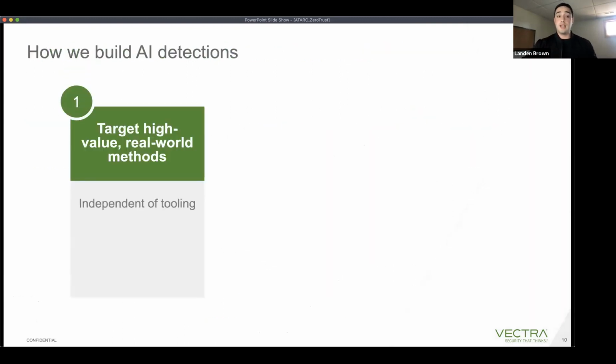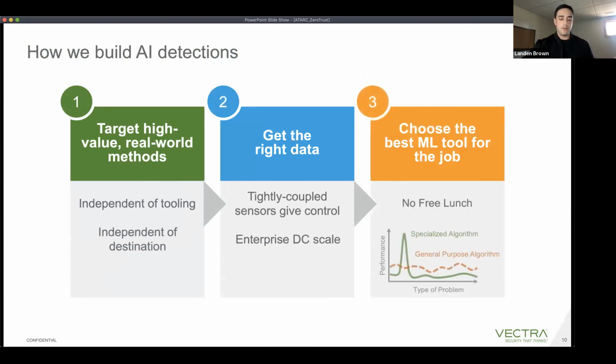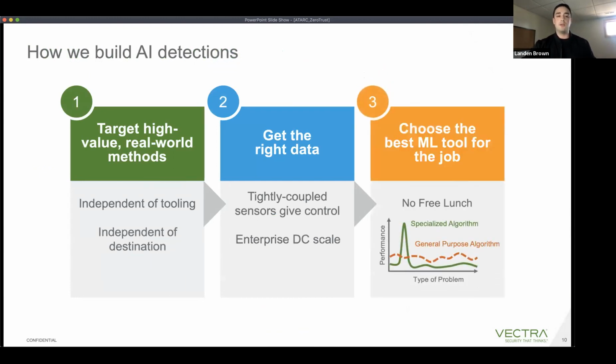So how do we build these AI detections? It's very important that we're focusing on solving the right problem the right way. And how do we do that? We target the real-world methods that attackers are using, and it should be independent of tooling. Whether they're using Metasploit or tools off of a Kali box, the tooling that an attacker is using shouldn't matter. It should also be independent of destination or environmental variables. These models should be able to learn, in a perfect world, what is unique to each environment.